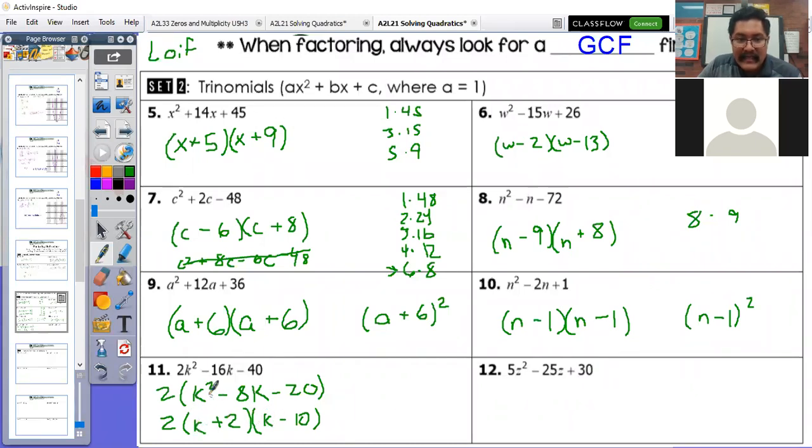K times K is K squared. Negative 10K plus 2K is negative 8K. So we got the inside term to work out. And 2 times negative 10 is negative 20. Now this 2 is necessary. If you left off that 2, you will get this question wrong. So again, we're not dividing, because if we were dividing, that 2 wouldn't be there.